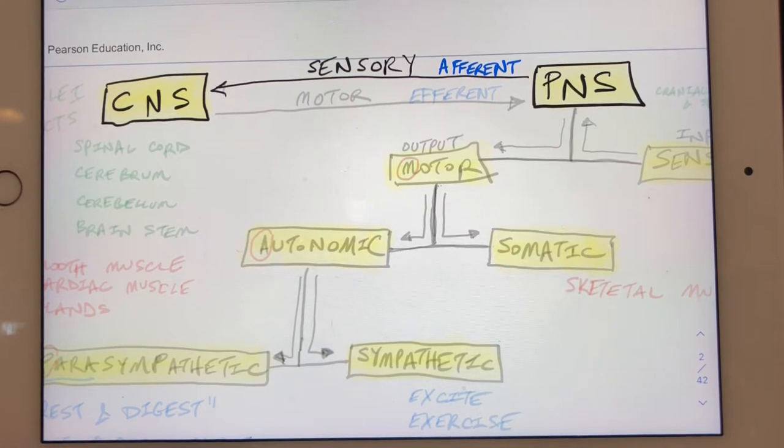Central nervous system interprets that information, comes up with a plan, edits the plan, sends the polished plan out. Again, through the peripheral nervous system. But this time we're headed to effectors. So we already know that this pathway could be called the motor pathway or the efferent pathway.